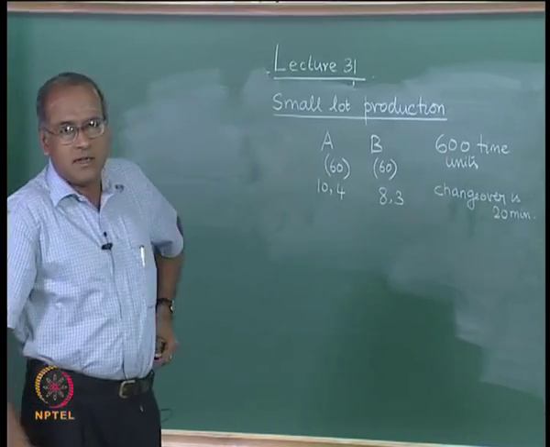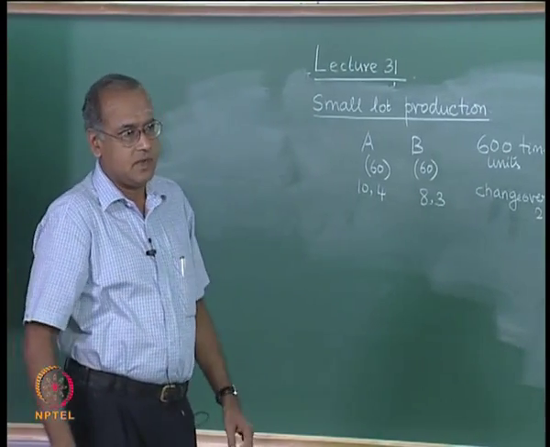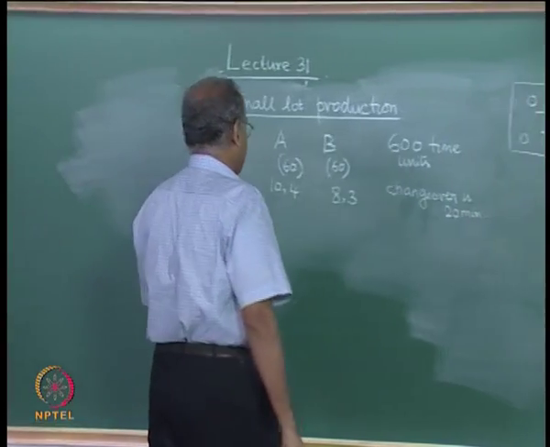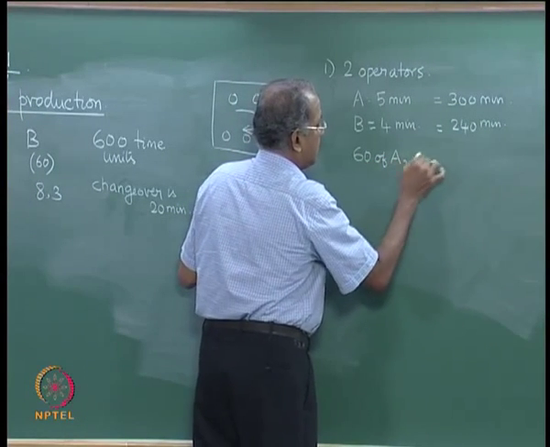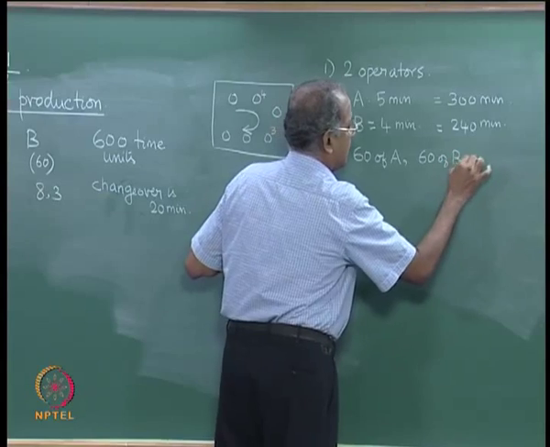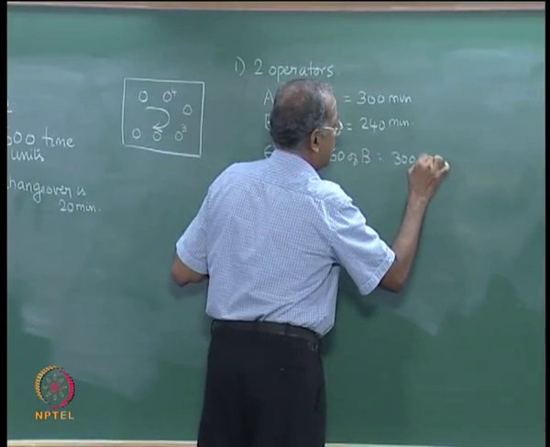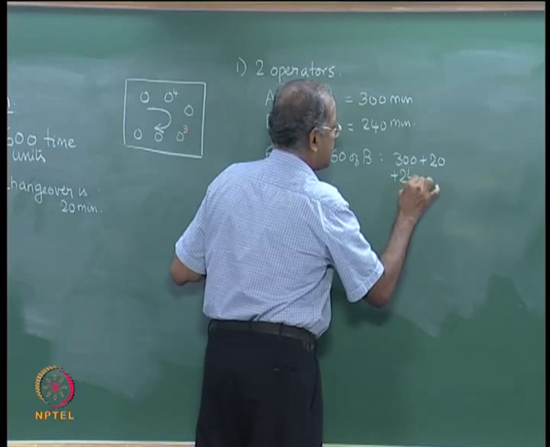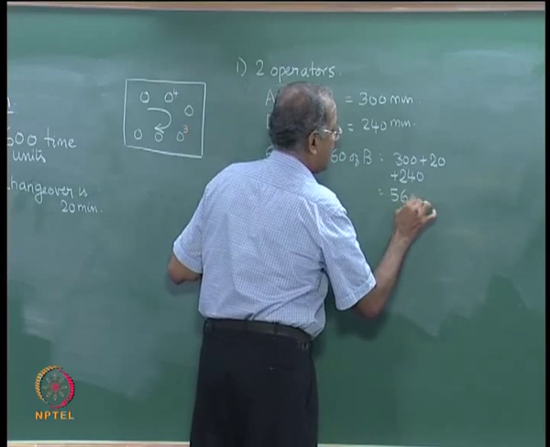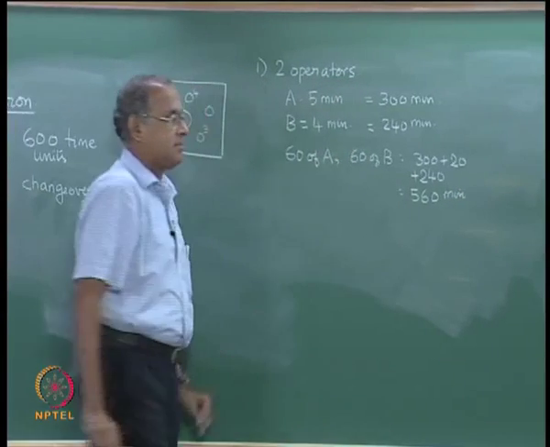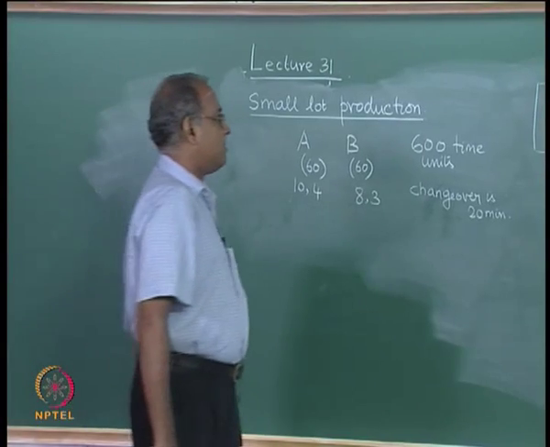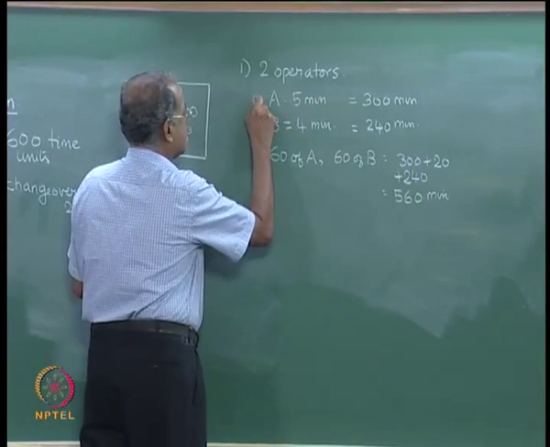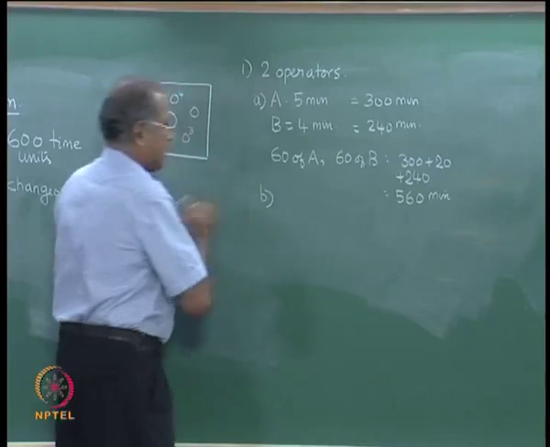Now, if we assume that it is already set up for A, then we can start producing A. We can produce 60 of A, then we produce 60 of B, and the time taken will be 300 plus 20 to change over plus 240, which is equal to 560 minutes. We can call this case A. Now, we look at case B.